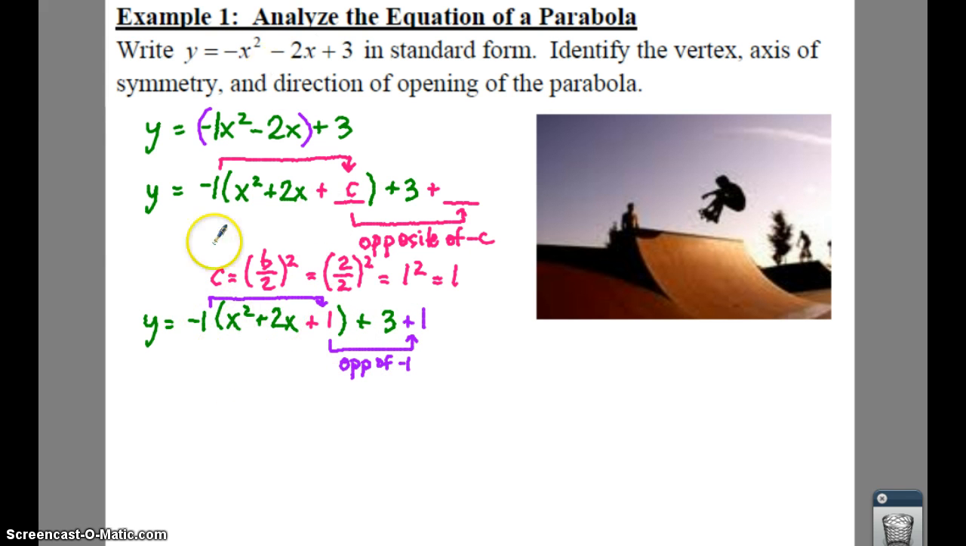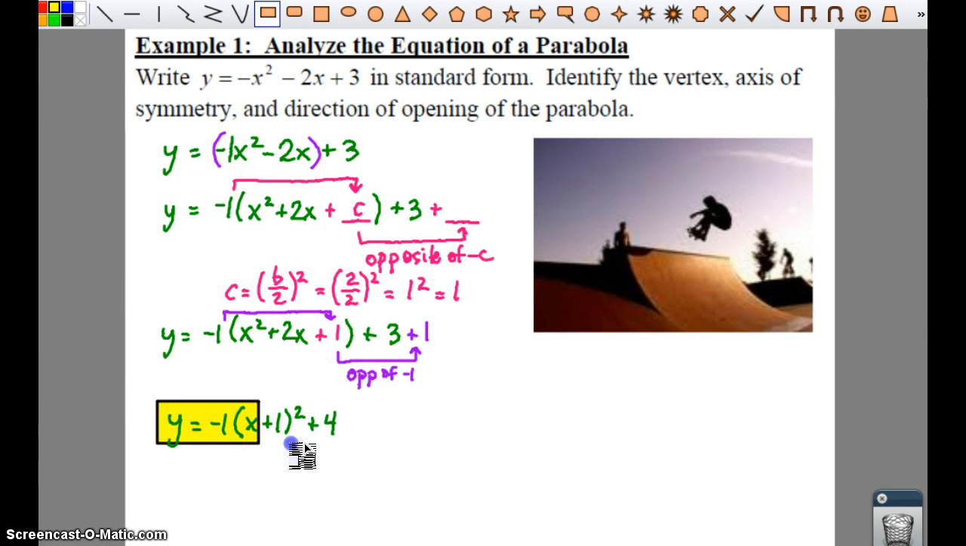So let's clean this up a little bit. That means we're going to have y equals -1. If you factor this, this becomes a perfect square, x plus 1 squared plus 4. So here is your standard form. That's the first thing you have to do. So this would be 1 point on a problem.